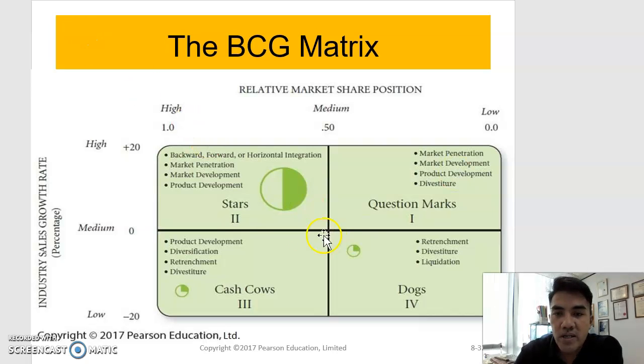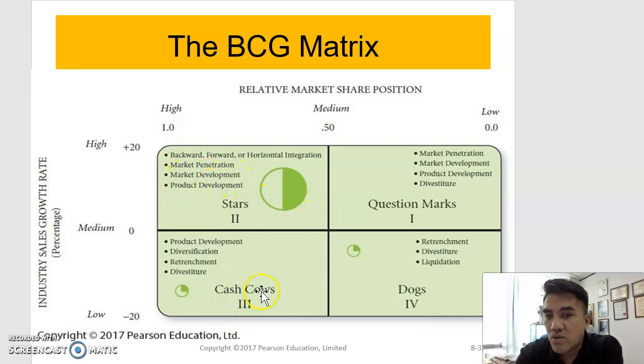And then the second one is star. Some of the strategies are backward, forward, and horizontal integration, because you need to strengthen your position within the industry. And then the same goes with market penetration, market development, and then product development.